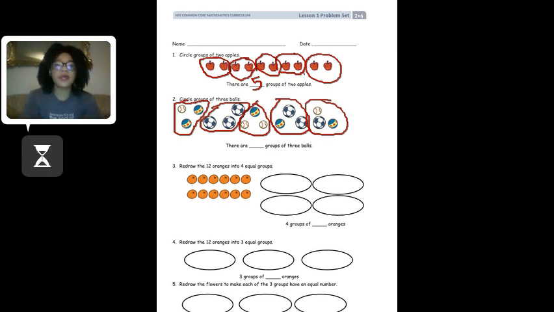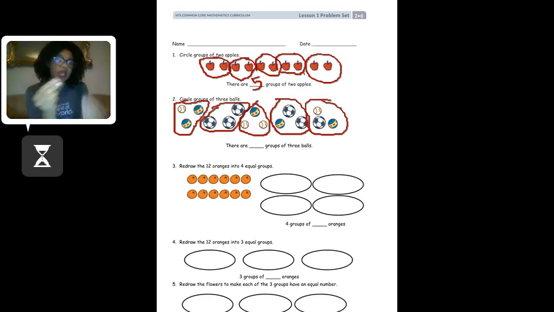So now I'm going to put, there are blank groups of 3 balls, right? So let's see, how many groups do we have? How many red circles did we create when we circled those balls? Let's count. We have 1 group, 2 groups, 3 groups, 4 groups, 5 groups of 3 balls. And so if you have your pennies, you can imagine or think that my balls, these are the pennies.